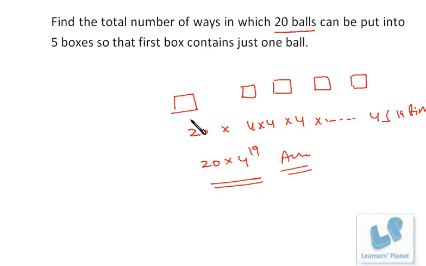For the first box, we have to be clear that it should contain just one ball. So we have 20 choices. So I have taken 20 over here. Any one of the 20 balls can go into it. Then for the remaining balls, that is 19 balls, each and every ball has 4 choices. So first ball 4 choices, second ball 4 choices, till 19 times. So that will be 4 to the power 19, right?